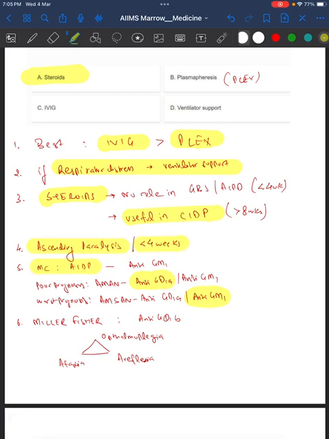Most common form is AIDP, associated with anti-GM1 antibodies. Then the poor prognosis is with AMAN. The worst prognosis is the AMSAN variant. The antibodies are AMAN antibodies, anti-GD1 and GM1.